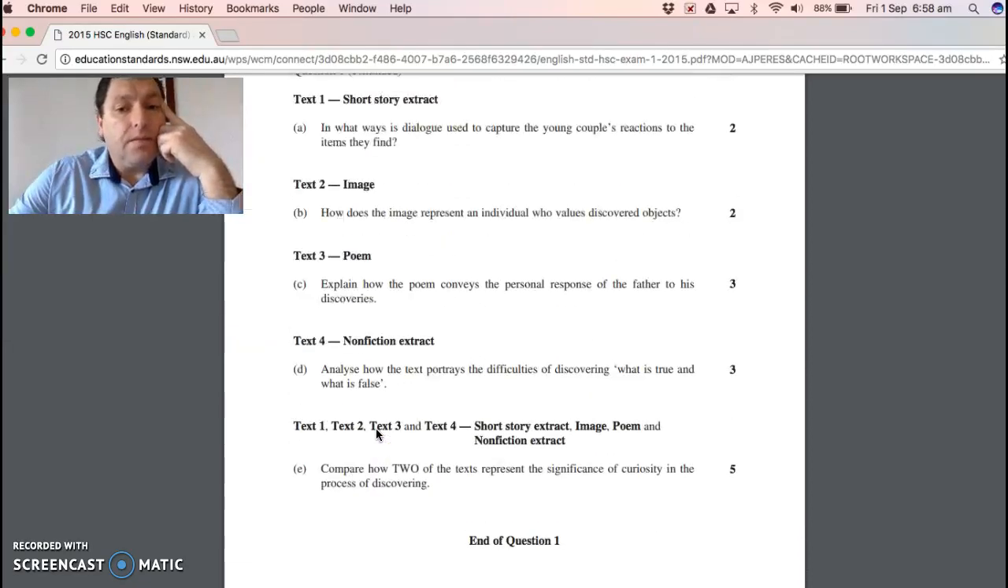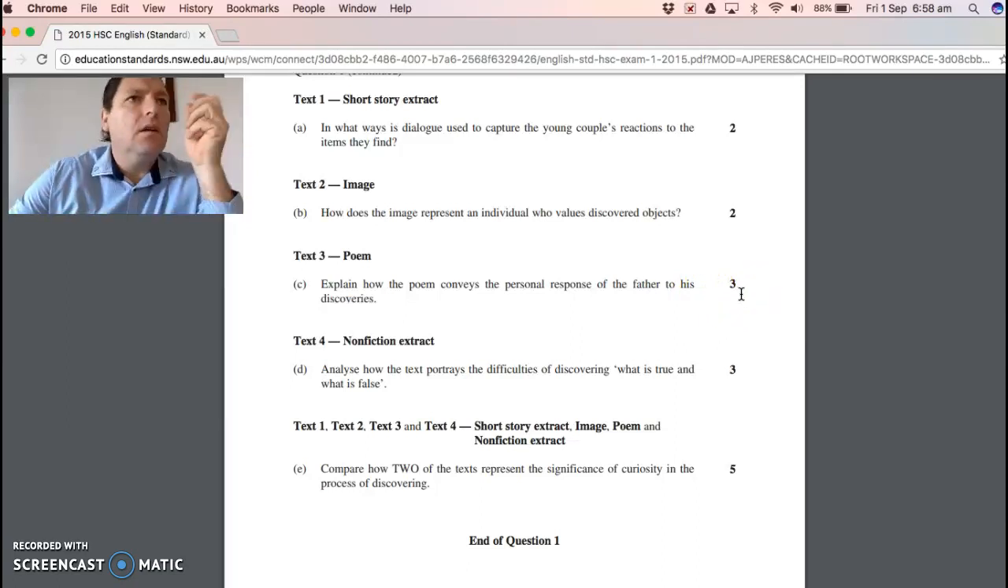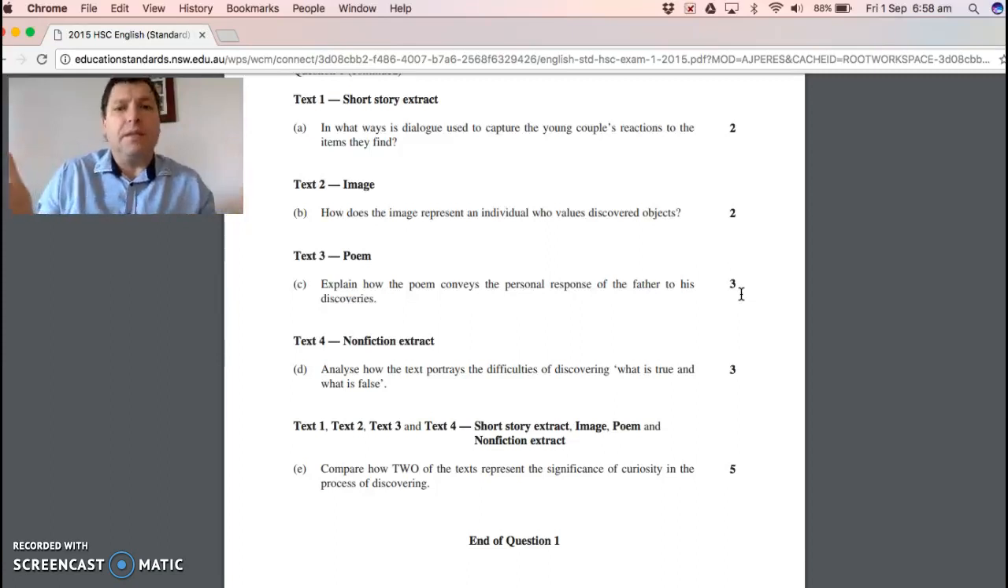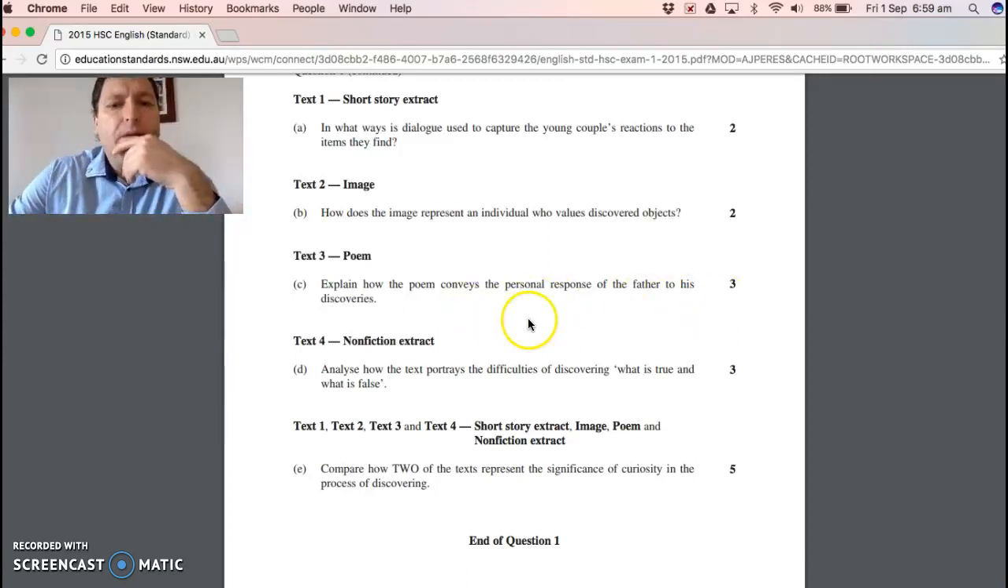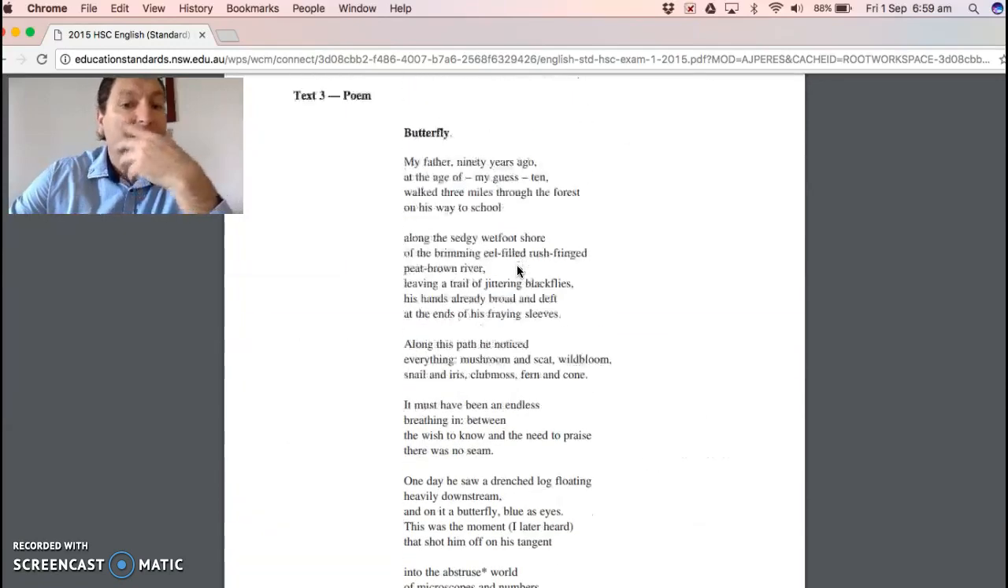And so we look at the question. Now, this question is worth 3, so we really have to focus in and concentrate and say, now I've got 4 out of 15. I need to make sure I get to 7 out of 15. I need to get it nearly to that 50% mark, and then I'm really doing well. Explain how the poem conveys the personal response of the father to his discoveries. Personal response, personal engagement to discovery, the father's discoveries, and how does the poem convey it through technique.